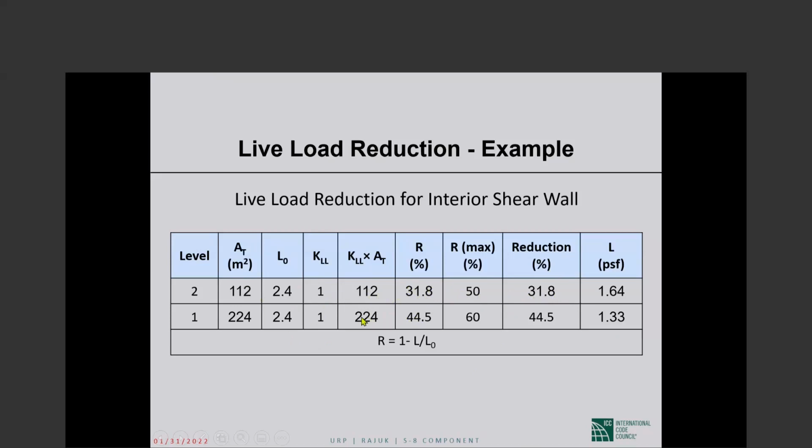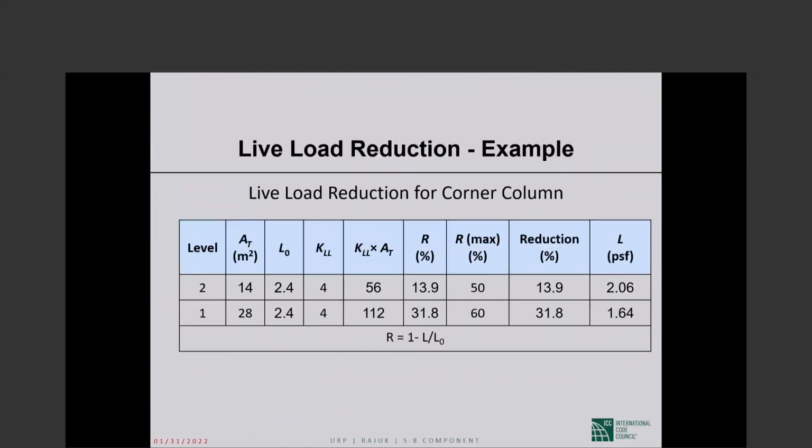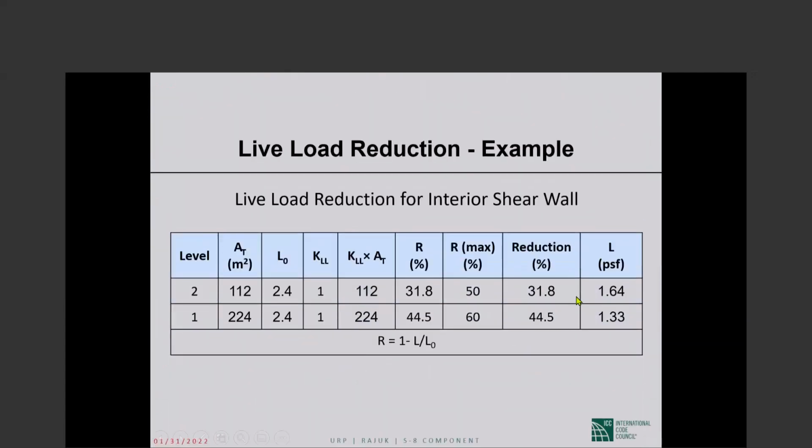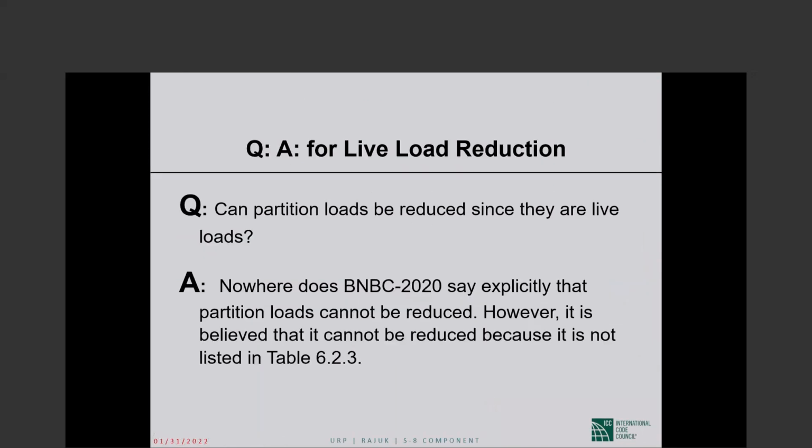And based on the larger tributary area, we get a 44.5% reduction, which being less than 60 is what we actually get. So the reduced live loads are 1.64 rather than 2.4. This is not PSF. This is kilonewton per square meter. Did I have PSF on the other one? Yeah, I forgot to change that. Okay, so sorry about that mistake. This is kilonewton per square meters. Okay, so 1.64 and 1.33.